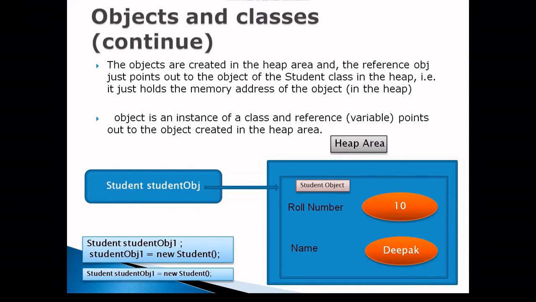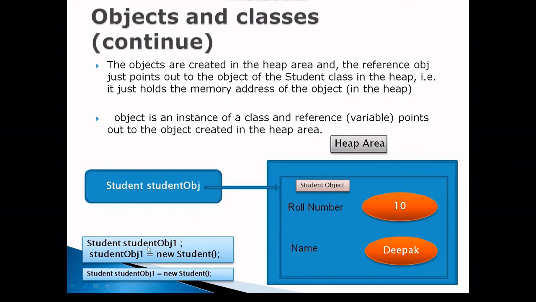what specific space is acquired by the different data types, how much space is acquired by an integer value or a string value. So for the time being, just understand one thing: if you want to create an object of a specific class, we can achieve this in two ways.